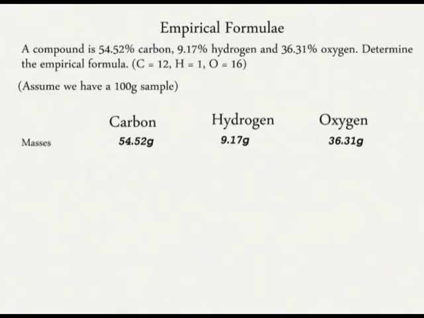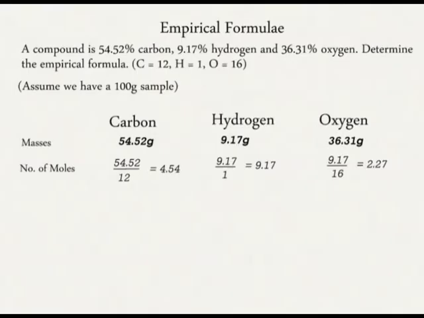Next step is to convert the number of grams into moles, and we do this using the molar mass. Remember, the number of moles is equal to mass over the molar mass. For carbon, we shall have 54.52 divided by 12 the molar mass. That will give us 4.54 moles. For hydrogen, we shall have 9.17 divided by 1, giving us 9.17 moles. For oxygen, we shall have 36.31 over 16, giving us 2.27 moles.